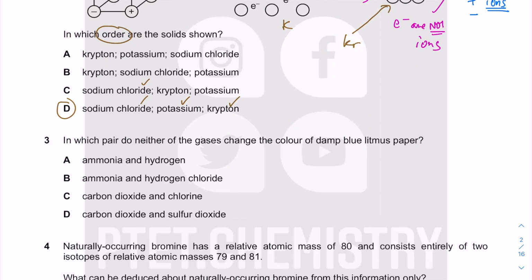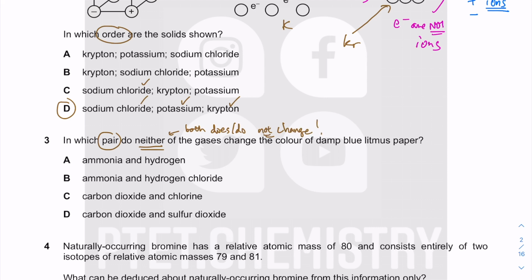Question 3, in which pair do neither mean both of them do not? Okay, so negative, both of them do not. Okay, I better write it down. So both do not. I mean, my grammar is not the best in the world, so you gotta pardon me for that.